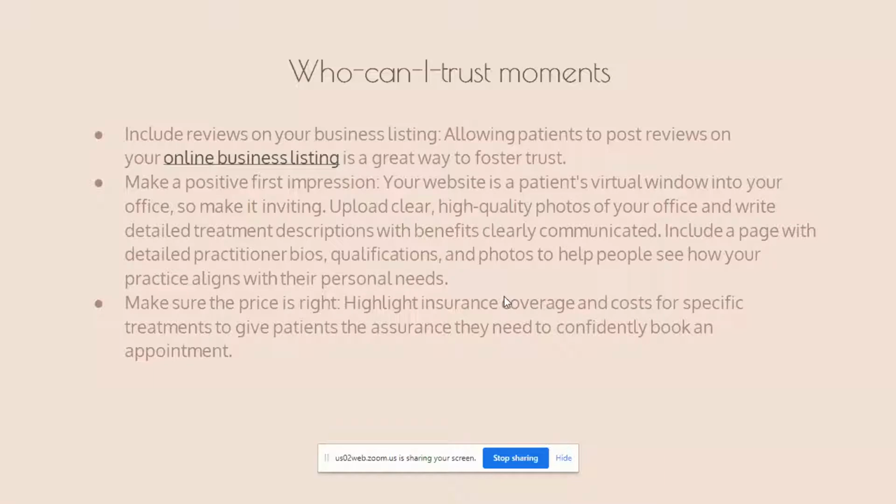So which means upload clear, high quality photos of your office, write detailed treatment descriptions with benefits clearly communicated, include a page with detailed practitioner's bio and qualification. This is exactly what people are looking for, right? This is what they are actually searching. So you might say that, okay, we are in the field of health, we are doctors, hospitals, administrators in hospital. So why should we get into this?